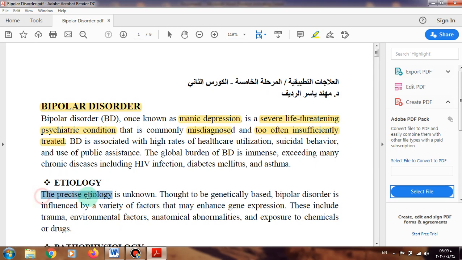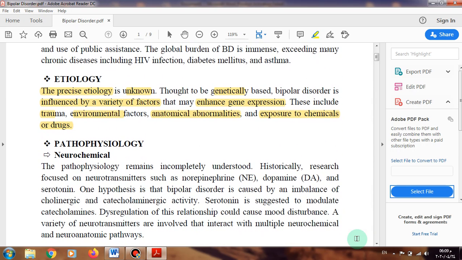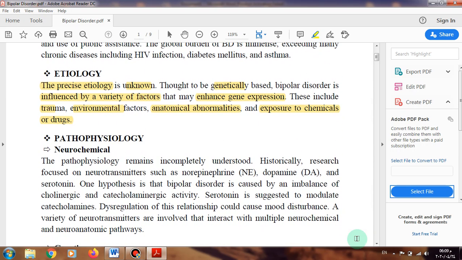The precise etiology of bipolar disorder is still unknown. However, genetics play an important role in the development of such a condition. Also, bipolar disorder is influenced by a variety of factors that may enhance gene expression, and these factors include trauma, environmental factors, anatomical abnormalities, and exposure to chemicals and drugs. The pathophysiology of bipolar disorder remains incompletely understood.